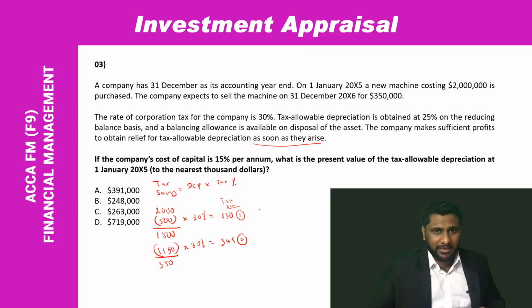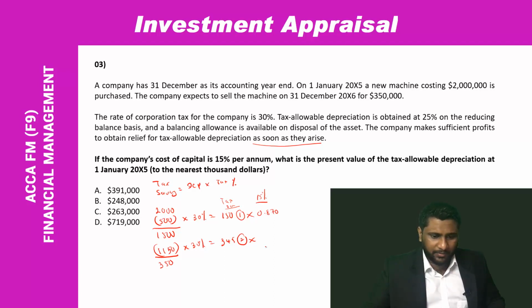So we have to calculate the present value now. To calculate the present value, you have to multiply by the discounting factor. So 15% discounting factor for year one, it's 0.870. For year 2, it is 0.756. So let's calculate the present values. 150 into 0.870, you are getting an answer of 130.5. Here 345 into 0.756, you are getting a value of 260.82.